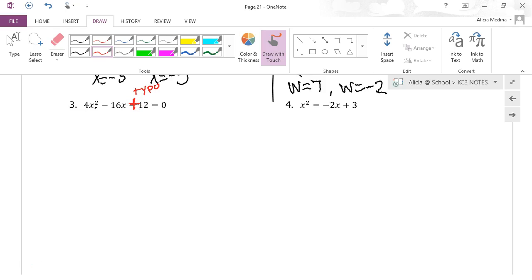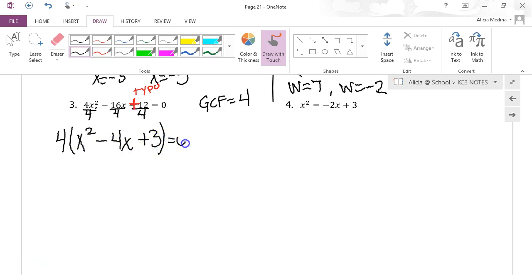I have that coefficient, though, in the front that's bigger than a 1. So the first thing is, well, is there a GCF? Can I divide that first coefficient by everything? Can 4 divide by 4? Yes. Does 16 divide by 4? Yes. Does 12 divide by 4? Yes. So therefore, my GCF that I'm going to remove out is a 4. So I'm going to take that 4 out by dividing every term by 4. I'm left with x squared minus 4x. Again, that's a positive 12 divided by 4, which is a positive 3, still equal to 0.